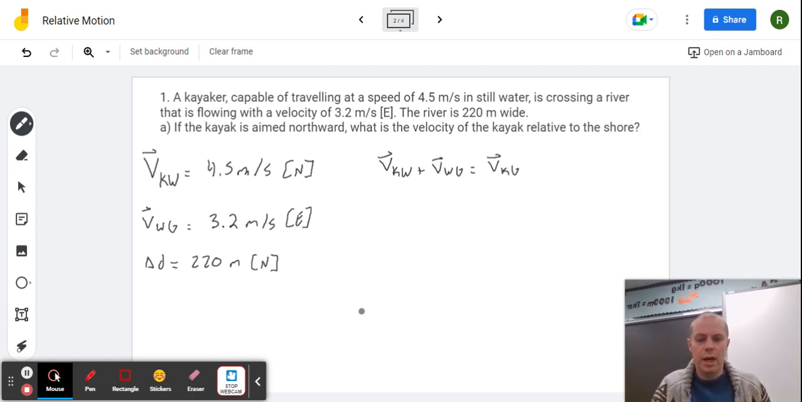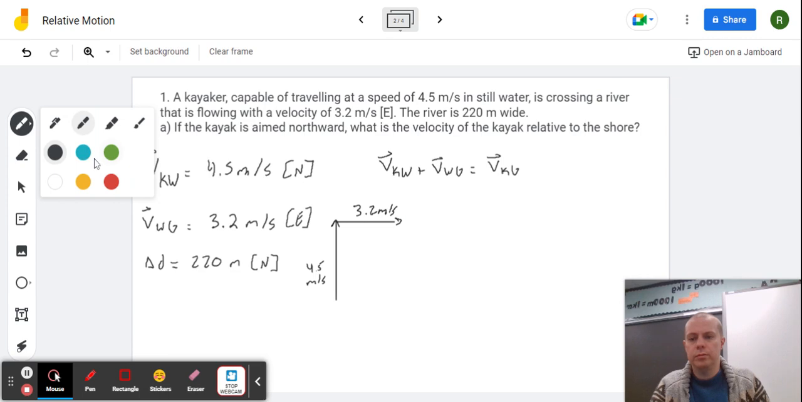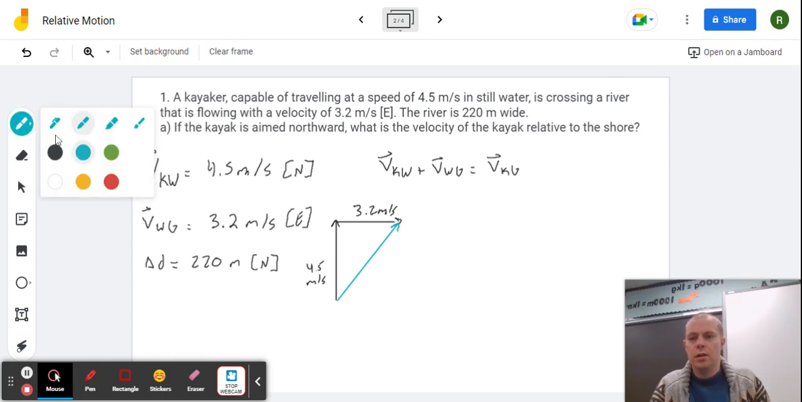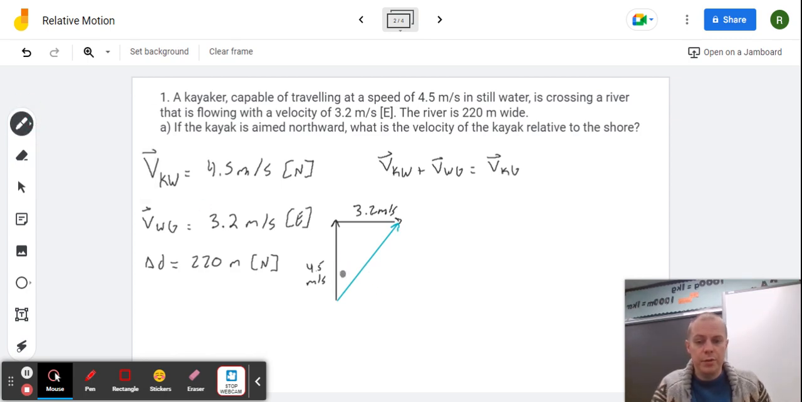So we have 4.5 meters per second north. We've got 3.2 meters per second east. So our resultant vector is going to be the vector addition of these two things. So, kayak with respect to the ground.